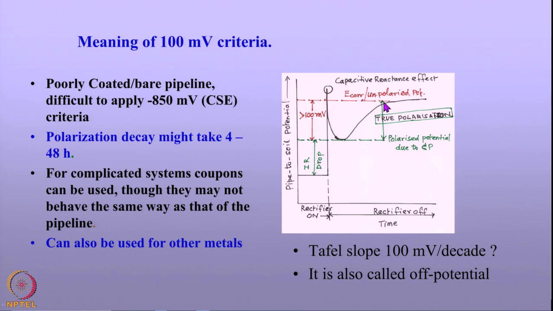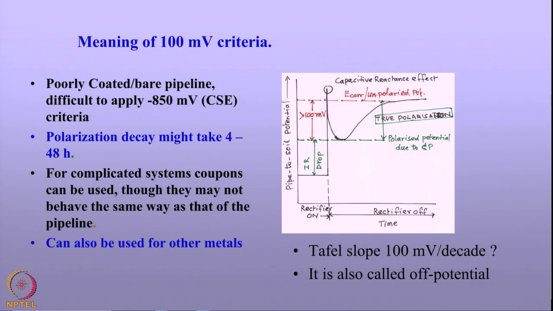The potential difference so measured after about 24 or 48 hours, and the instantaneous off as noted here, is the true polarization the pipeline is experiencing. And if this value is greater than 100 millivolts, the pipeline is considered to be adequately protected. When you say adequately protected, we will consider them as required lifetime.